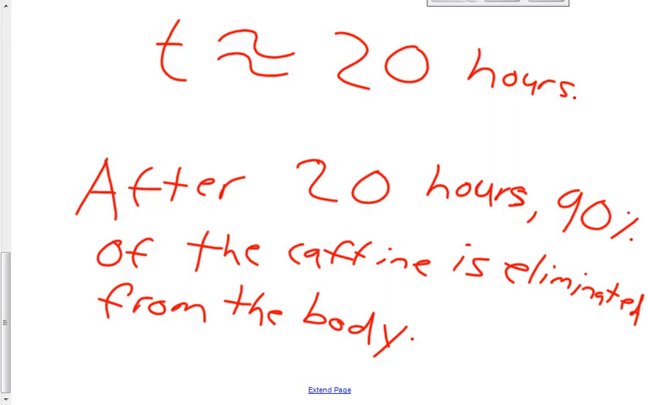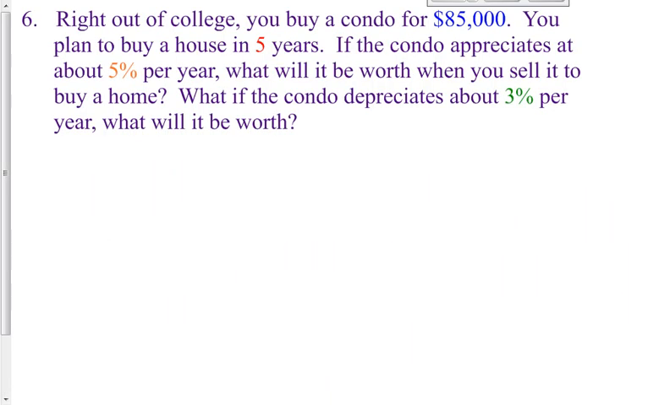Next one, last one, problem number 6. Right out of college, you buy a condo. So picture this, class, in about maybe 6 or 7 years when you guys are out of college, you're going to buy a condo. It's $85,000. Just something to get you started. In 5 years, however, you plan to buy a house.